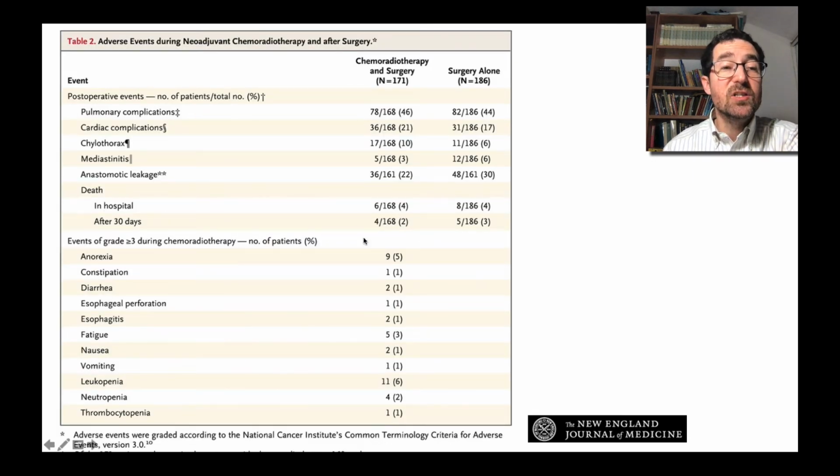This is the adverse events of these patients. The bottom are the patients who got chemoradiation first, and these are patients who got surgery alone. You can see that these numbers are extremely similar. It's interesting to note there was less leakage in patients who had the more aggressive treatment, which really indicates to me that the causes of leakage after surgery are more related to the tumor than to the treatment. And one thing that there was more of in the chemoradiation arm is cardiac and pulmonary complications. Only a small increase, but that's because those are two areas which are irradiated when we treat these patients.